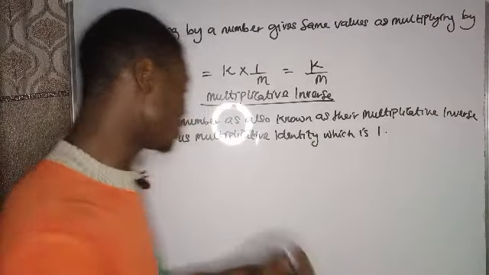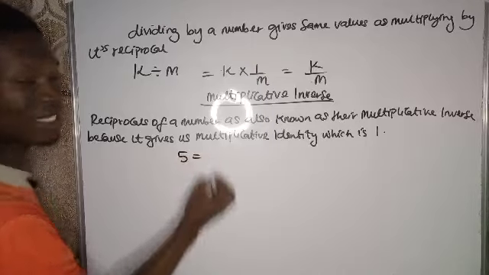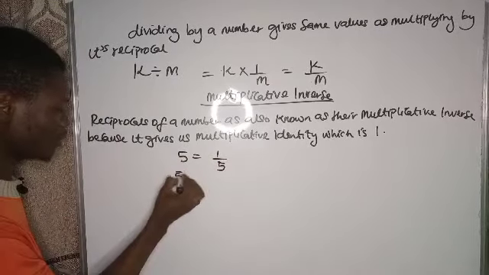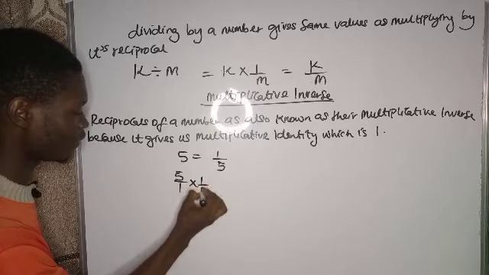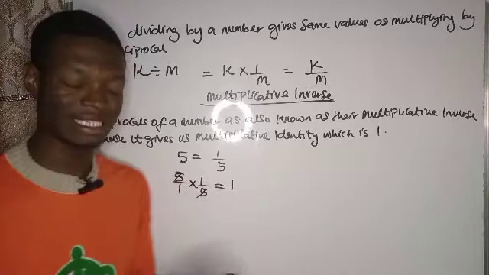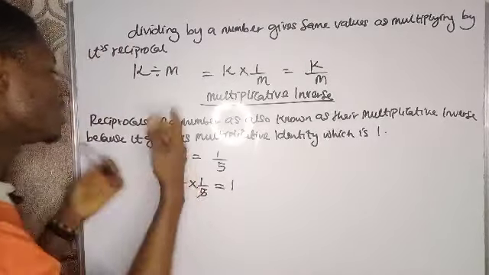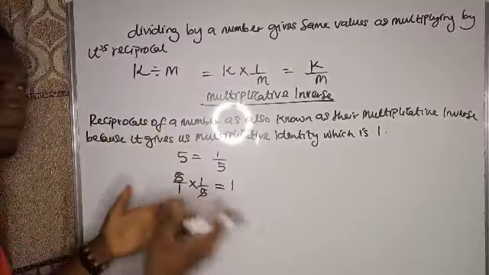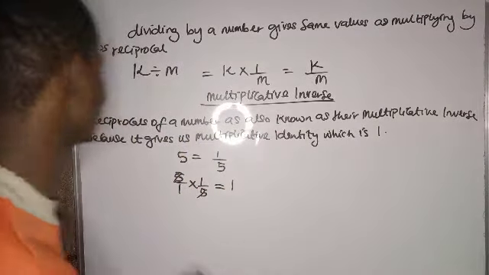So if I say what is the multiplicative inverse of 5, what will you tell me? You just tell me 1 over 5, because 5 over 1 times 1 over 5 will give us the multiplicative identity, which is 1. So reciprocals and multiplicative inverse are the same thing, because their product gives us 1.